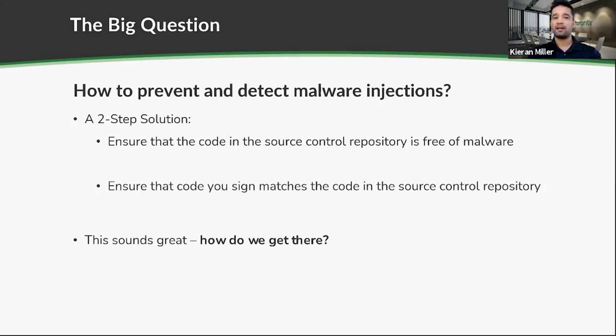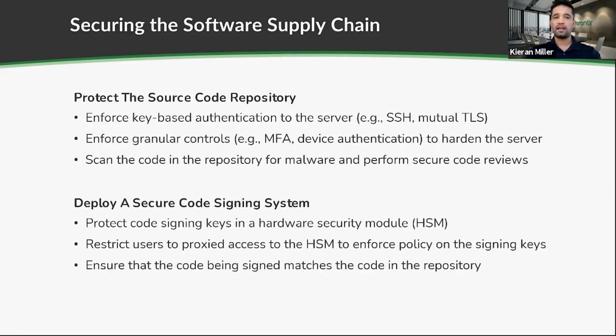So with all that said, that sounds great in theory. How can we actually get there? Again, still staying at a high level, to protect the source code repository, we want to first protect access to it. We're going to skip basic security practices that you should be following, like principle of least privilege and all that. But we do want to enforce stricter security controls like multi-factor authentication, device authentication, that kind of stuff, to the repository. And then we want to be able to scan the code in the repository. We'll get into how to do that in a moment.